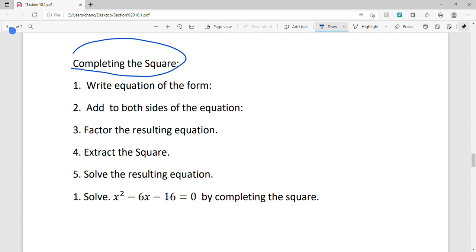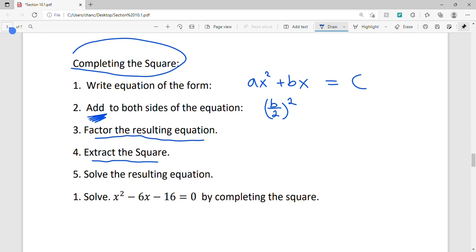The first thing you have to do is rewrite your quadratic equation in this form. We want to rewrite it in the form ax squared plus bx equals c. Then we're going to add to both sides of the equation (b divided by 2) squared. This is going to allow us to factor the resulting equation. We're going to use extracting the square, and then we will solve the resulting equation.